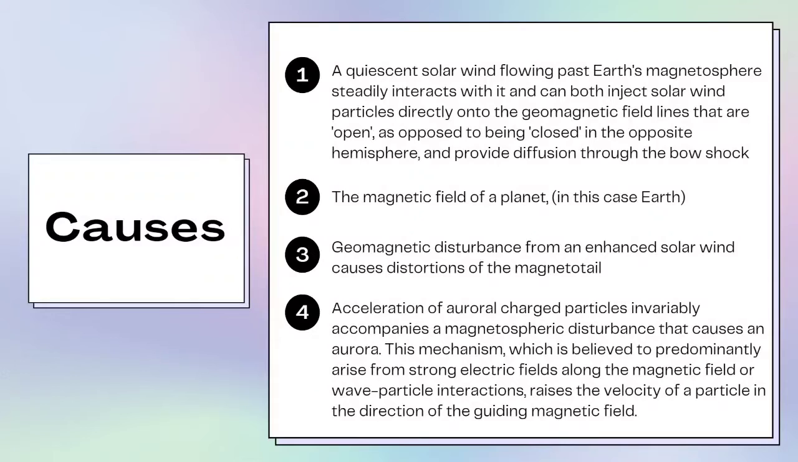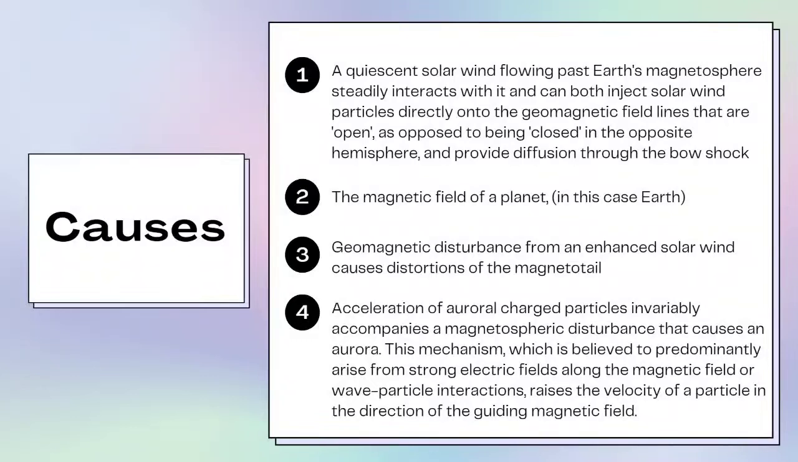Causes of aurora. First, a quiescent solar wind flowing past Earth's magnetosphere steadily interacts with it and can both inject solar wind particles directly onto the geomagnetic field lines that are open, as opposed to being closed in the opposite hemisphere, and provide diffusion through the bow shock.